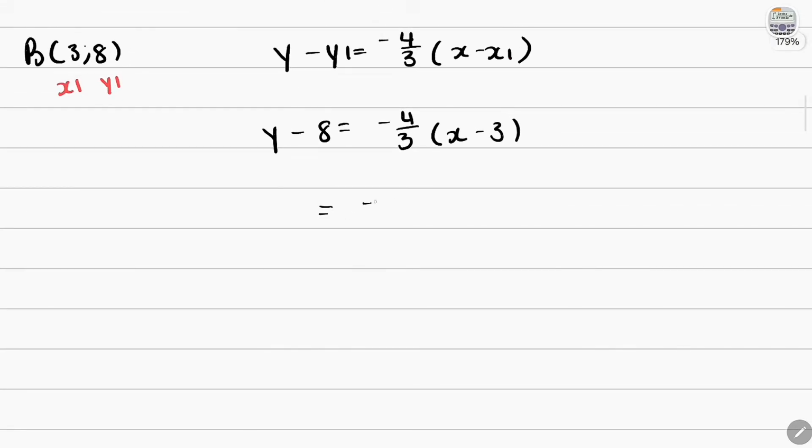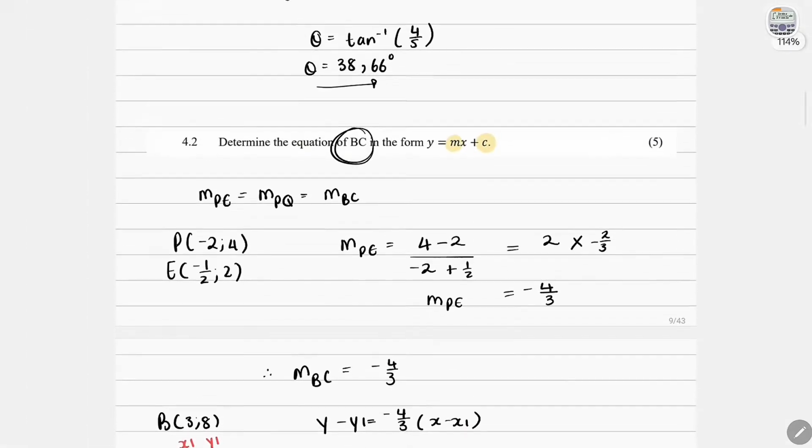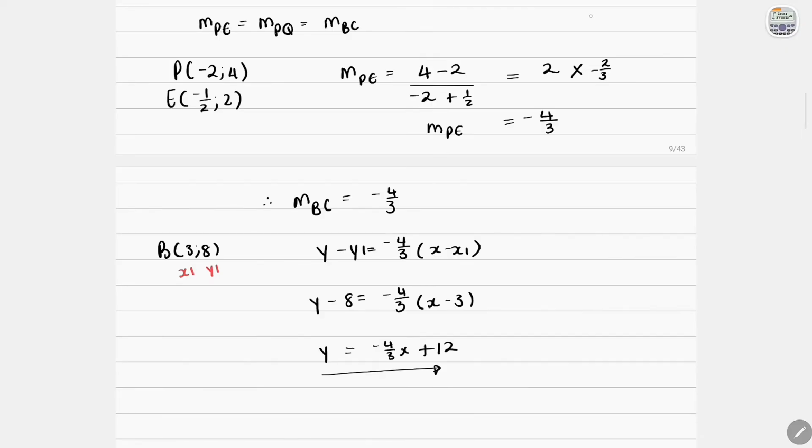And we can simplify. So this is negative 4 over 3x. And that becomes positive: if you have negative 4 over 3 and you're multiplying by negative 3, you see the 3s cancel, so we just have positive 4 there. Then if you transpose the 8, it becomes positive 8. So that's 8 plus 4, which is 12. And so y is simply equal to negative 4 over 3x plus 12. And that is our answer. Moving on to the next question.